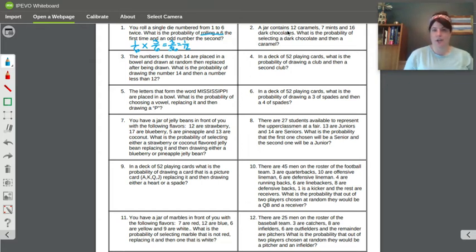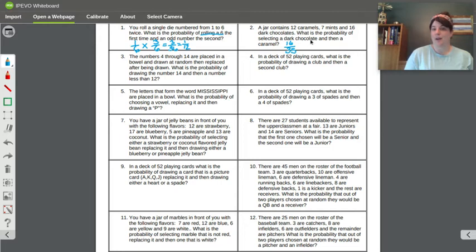Number 2 says a jar contains 12 caramels, 7 mints, and 16 dark chocolates. What is the probability of selecting a dark chocolate and then a caramel? So total in our jar, we have 35 candies. 12 plus 7 plus 16 is 35. So what's the probability of picking a dark chocolate this first time? So there are 16 dark chocolates. So it would be 16 out of 35.